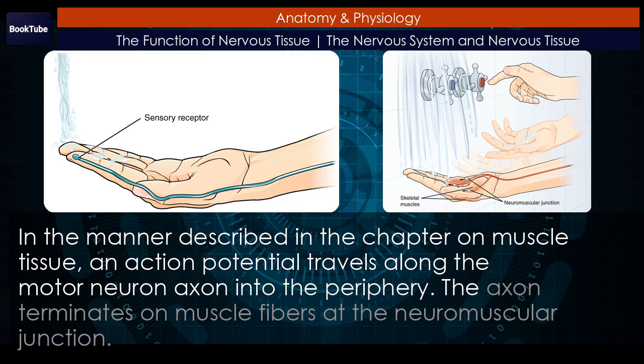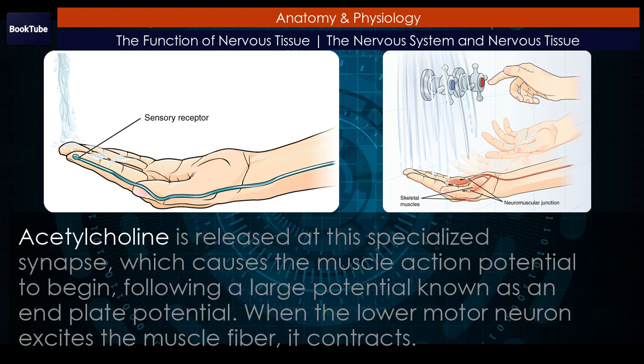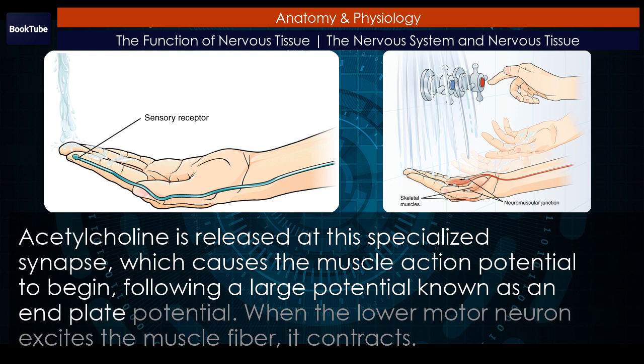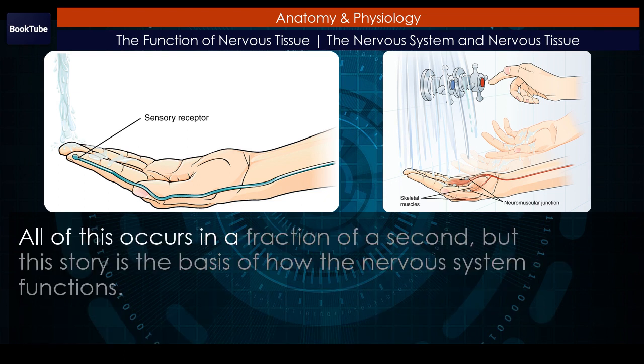The axon terminates on muscle fibers at the neuromuscular junction. Acetylcholine is released at this specialized synapse, which causes the muscle action potential to begin, following a large potential known as an end plate potential. When the lower motor neuron excites the muscle fiber, it contracts. All of this occurs in a fraction of a second.